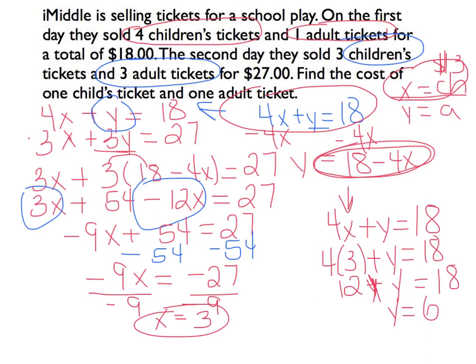Let's just double check to make sure that works. 4 times x, which is 3, so 4 times 3, which is 12, plus 6, does that equal 18? It sure does. So the cost for a child's ticket is 3, and the cost for an adult's ticket is 6. Pause the movie and make sure you have these steps in your notes.